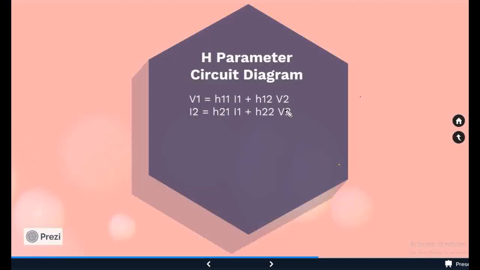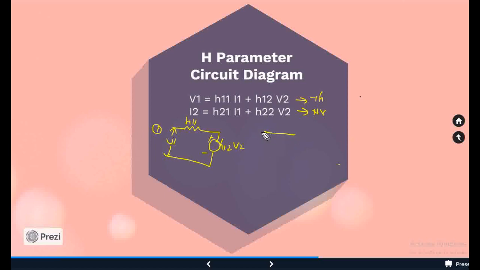Circuit diagram representation of the H parameters. Equation 1 is expressed as the Thevenin's model, and equation 2 represents the Norton's model. We represent equation 1 in a circuit format where we have the input current I1 followed by a resistor H11 connected to a dependent voltage source H12 V2, and the applied voltage is V1.